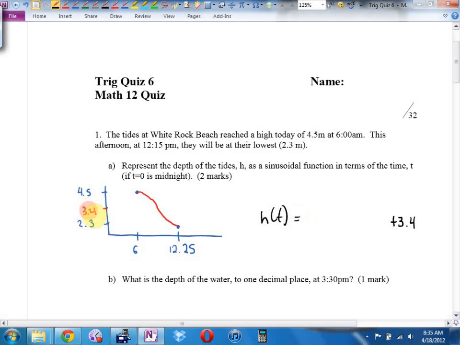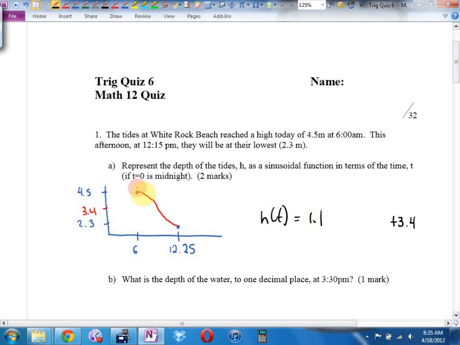Oh, and now I know my amplitude. How high up and how far down am I going? Can you see it? It's like 1.1 and 1.1. Might be negative, might be positive. I don't know yet. I'm going to decide what kind of a trig function I'm going to use in a second.